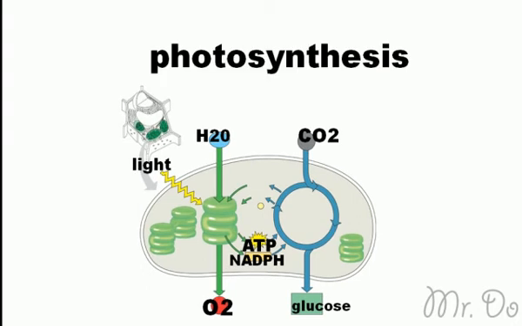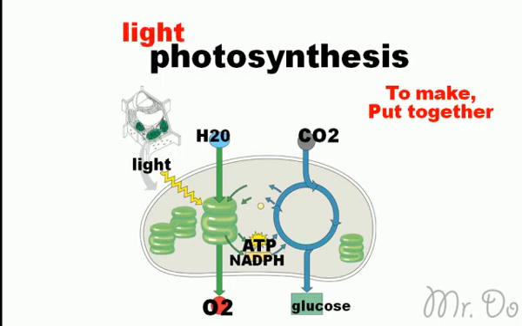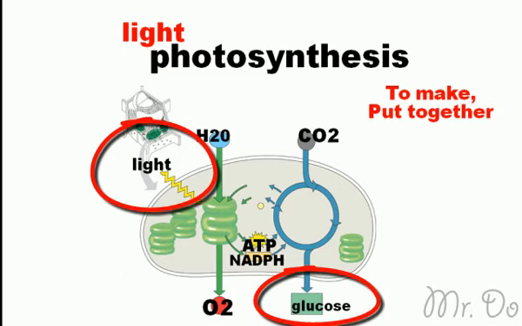Now this whole process is called photosynthesis. Photosynthesis, the word synthesis means to make or to put together, and the word photo means light. So photosynthesis is a process where you're making something, in this case sugar, by using light. So the photosynthesis makes sugar.